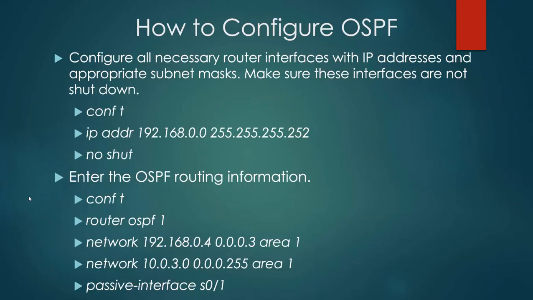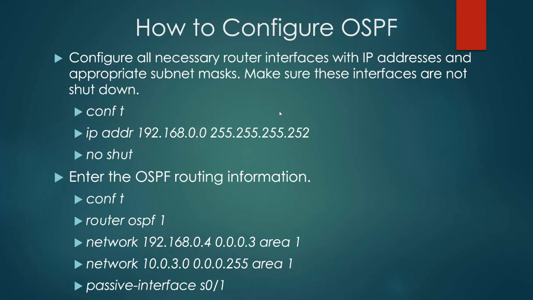So, how to configure OSPF? Configuring OSPF really just requires a few commands. It's really simple. The first step is to set up your IP addresses and subnet masks, and then make sure your interface is not shut down. So conf t, ip addr, type an IP address (I apologize, this says subnet ID, but it should have been an address), and then you type your mask. Then you type no shut. You've done this throughout the semester. It's still required for OSPF.